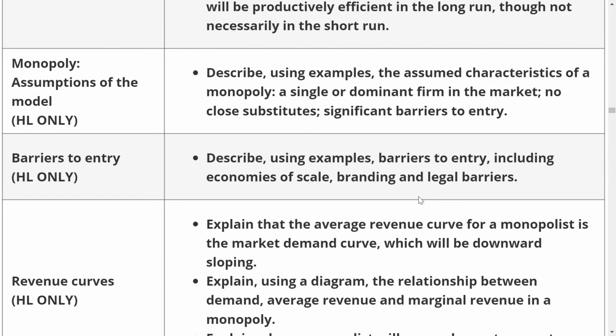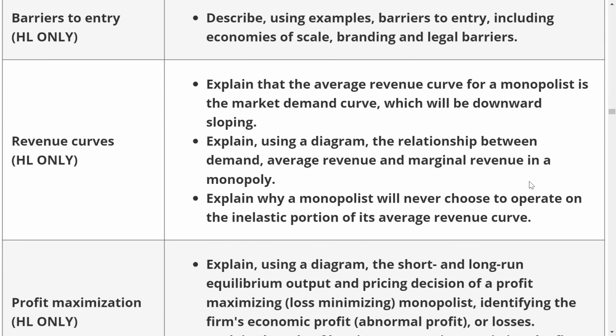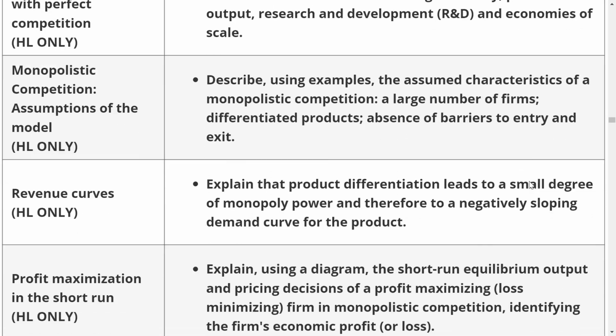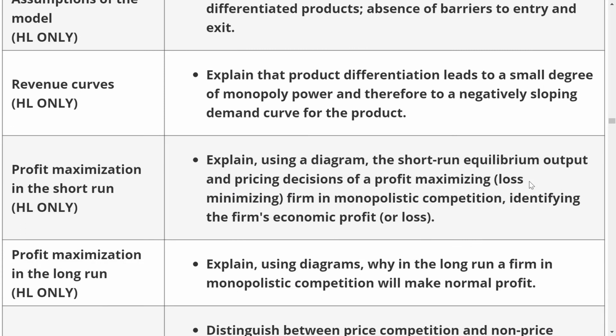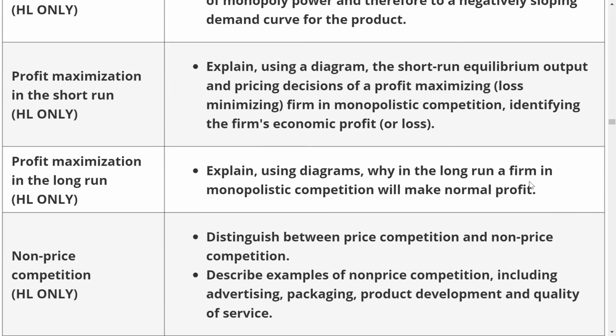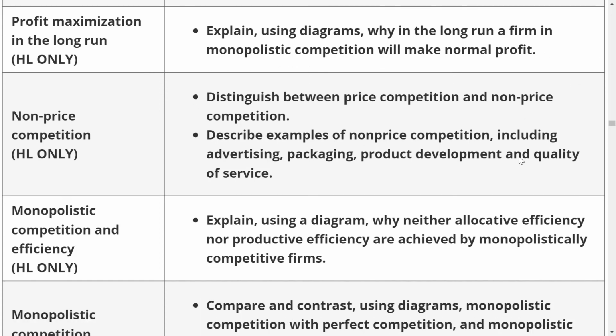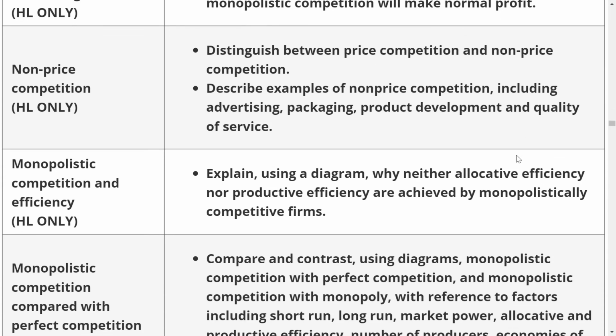I'll be able to describe, using examples, barriers to entry, whether legal or economies of scale. I'll be able to talk about the revenue curves of monopolies, and why monopolies have long-term supernormal profits. Under profit maximization, also be able to talk about the short run and the long run for each of the monopolies, and why there are long-term supernormal profits for monopolies.